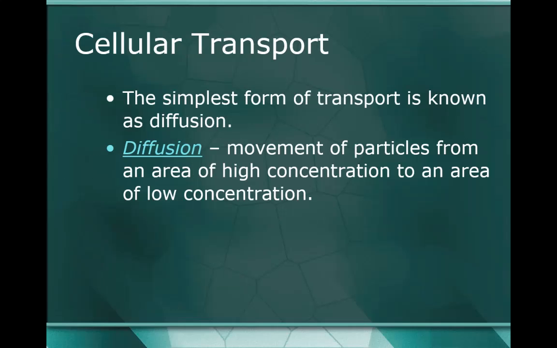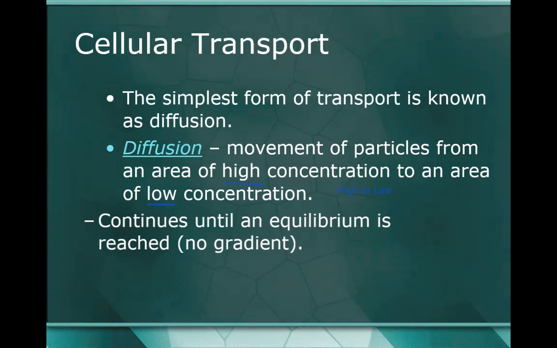Number one, diffusion is the movement of particles from an area of high concentration to an area of low concentration. Now, this is a key point to make sure you get. So again, area of high concentration to an area of low concentration. Make sure you get something along those lines in your notes. This is going to be a key feature here. High to low.